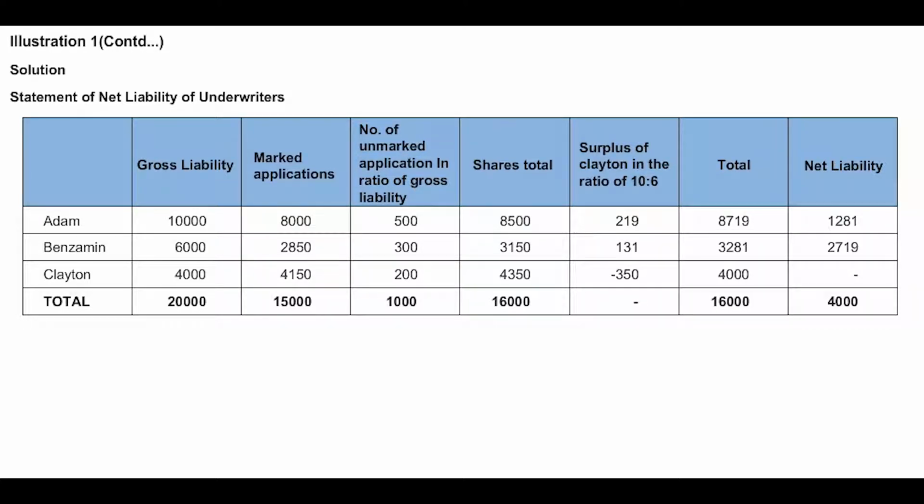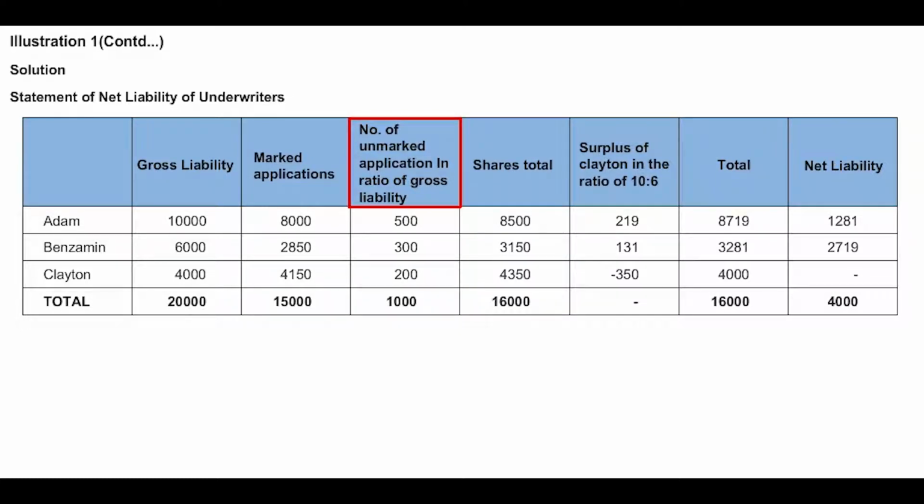If 8,000 applications are marked in the name of Adam, the remaining are just 2,000. And for Benjamin, 6,000 is the gross liability, out of which 2850 is the marked application. So the remaining will be 3150. For Clayton, 4,000 is the gross liability, and Clayton is able to attract more people, or grab more marked applications, which is 4150. So probably Clayton will not have any liability to subscribe for the shares.